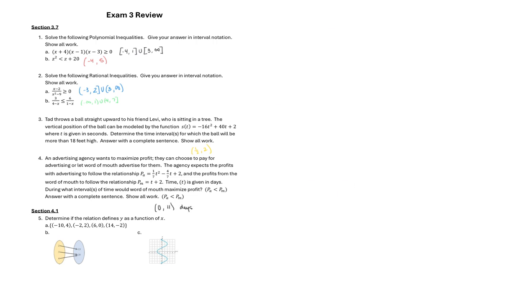So doing these next ones, we want to determine if the relationship defines y as a function of x. So our biggest thing we need to look for is that every x value only has one y value. If we look here, negative 10 is our only x value, negative 2 is our only x value, 6 is our only x value, 14 is our only x value. So each of these x values has one y value, so then we know that a is a function. Yes, it is a function.